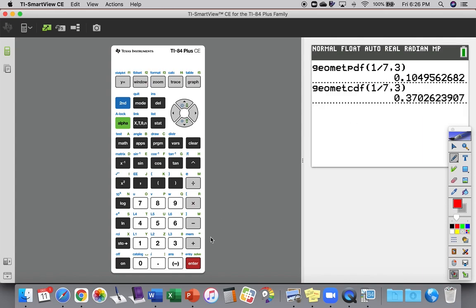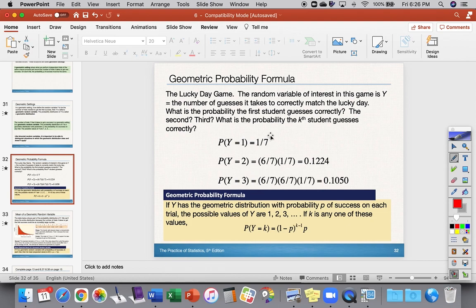It's 0.37. Let's go back to the slideshow. Look, 1/7 plus 0.12 plus 0.10, that is the 0.37, meaning 1 or 2 or 3. It's not saying 1 success or 2 successes or 3 successes. No, no, no. It's saying the first success, meaning the game ends. Does the game end on the first student or the second student, or is the first success on the third student? And it's adding those probabilities together. That is geometric. It is for measuring the first success.